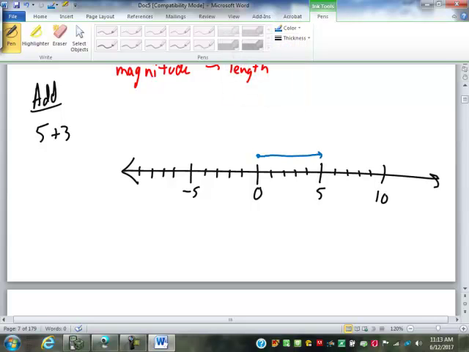There's my vector for 5. There's my vector for 3. I take that addition means physically combining the vectors. So I'm going to take the two vectors and put them end to end. And we notice what I get is one big long vector that is 8 units long. It goes up to 8. 5 plus 3 equals 8. That shouldn't surprise anybody, right?